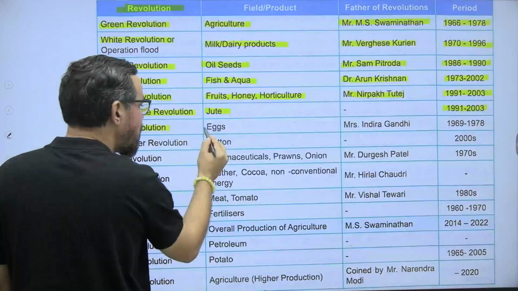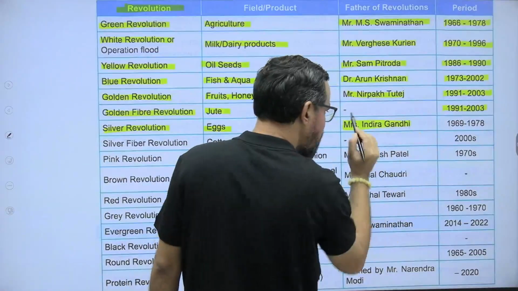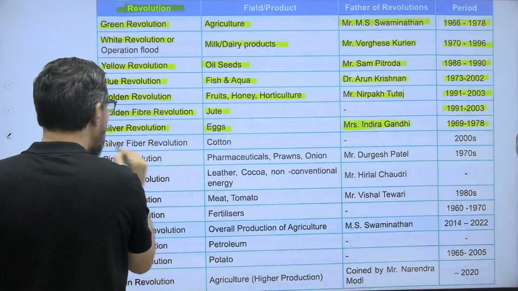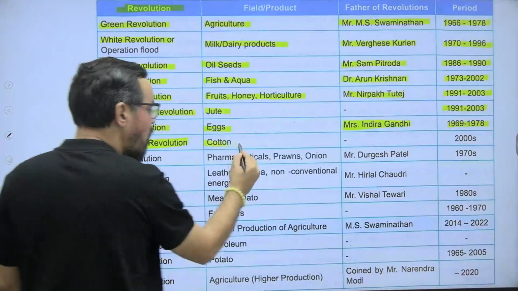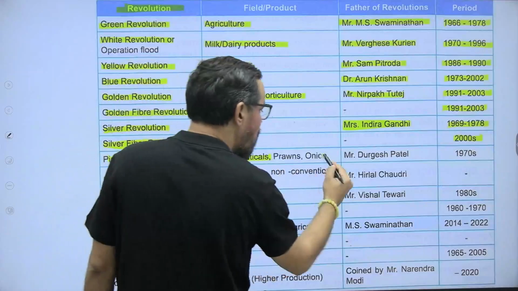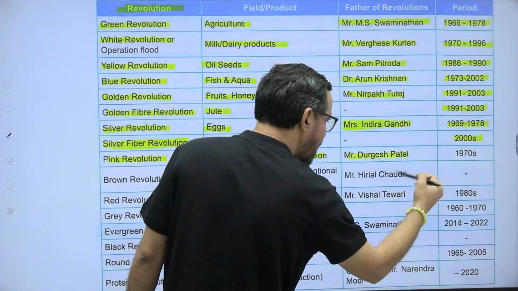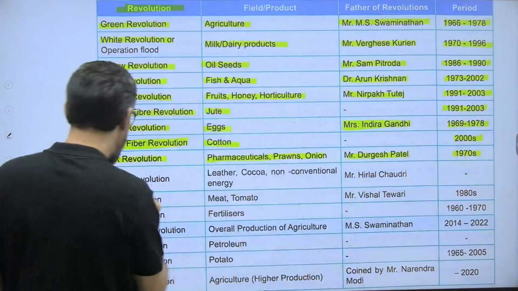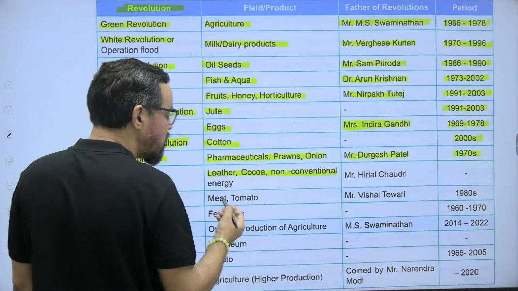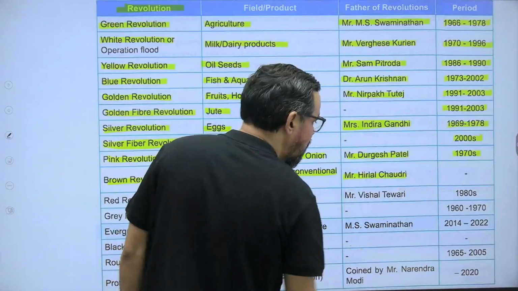Silver Revolution, egg related, Mrs. Indira Gandhi, 1969 to 1978. Silver Fiber Revolution, cotton, 2000. Pink Revolution, pharmaceutical, prawns, onions. Then we have Durgesh Patel, 1970s. Brown Revolution, leather, cocoa, non-conventional energy, Hiralal Chaudhary.